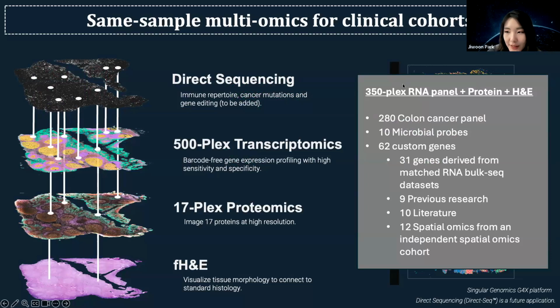the panels for these on top of the 280 colon cancer panel that I already have. We built ten microbial probes that are known to be related to colon cancer, mainly Fusobacterium, 62 custom genes derived from the matched bulk RNA sequencing datasets related to metastasis, other known therapy targets, literature related to organotropism, and also 12 different targets derived from the spatial omics assay from the colorectal cancer dataset that we had.